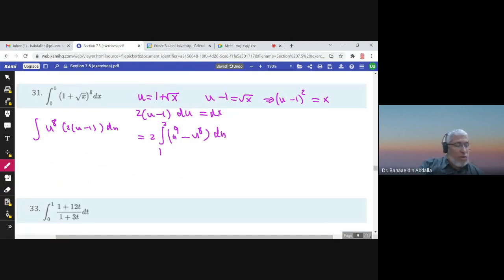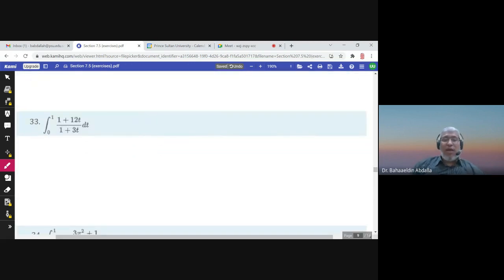This is question 131. Here I have a rational function, and the degrees of the numerator and denominator are equal, so I use long division. Immediately, long division here will solve the question. So write it in standard position: 12t plus 1, we divide by 3t plus 1.